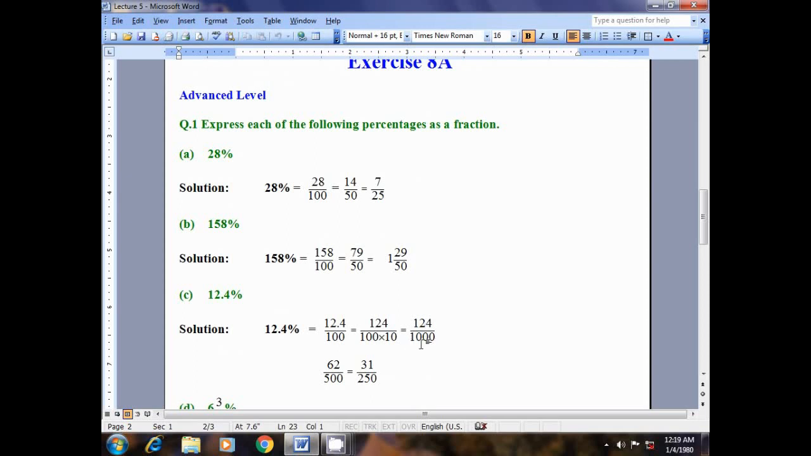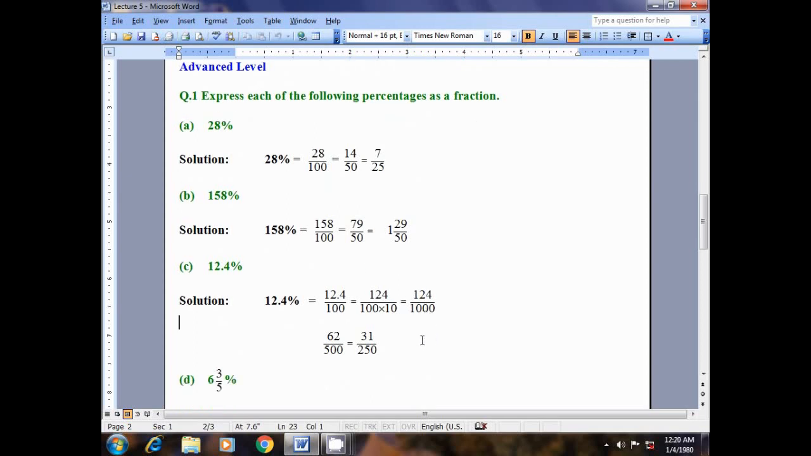Next step, let's divide this 124 by 1000 further. Now both are the multiples of 2. So if we divide 124 by 2, the quotient will be 62. Same as divide 1000 by 2, you will have the quotient 500. We can divide this numerator and denominator further by 2, because these two are the multiples of 2. So if we divide 62 by 2, the quotient will be 31. Same as divide 500 by 2, you will get the quotient 250.